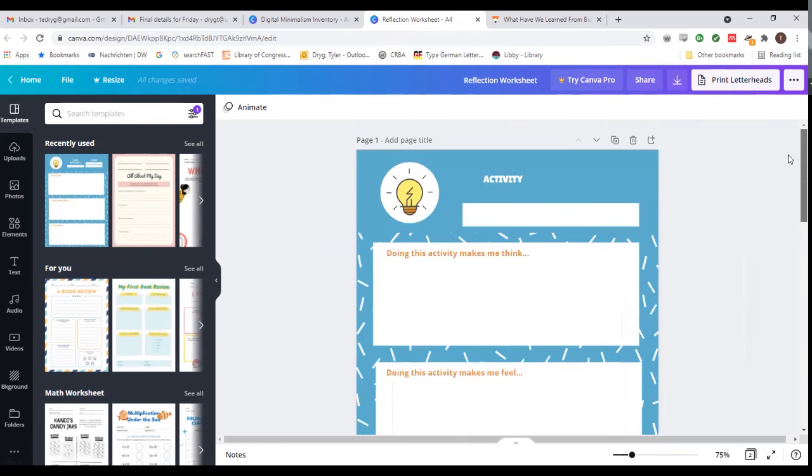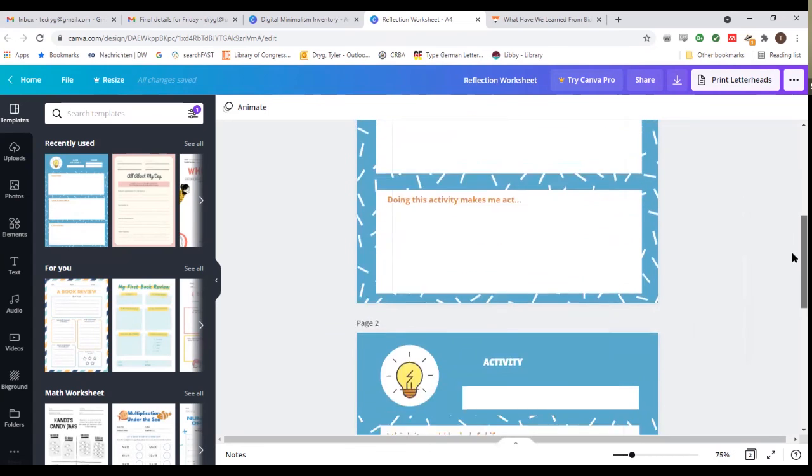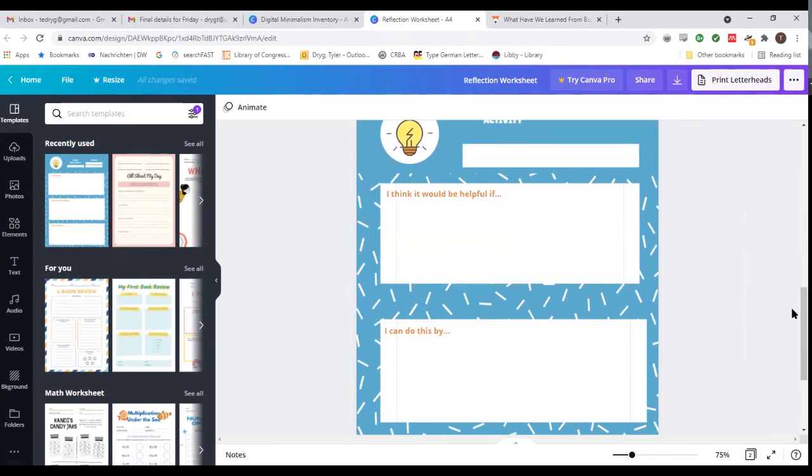Yeah, so here's that first page. Again, the thoughts, feelings, behaviors, and then again, rethinking your process. So I think it would be helpful if I changed this part about the process, and then thinking about what concrete actions I can implement to make that process happen. All right, so now we'll go back to the PowerPoint.